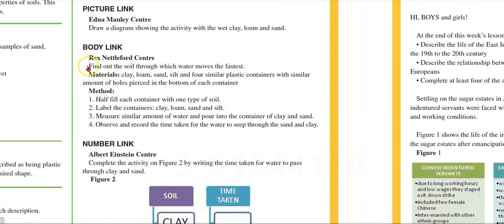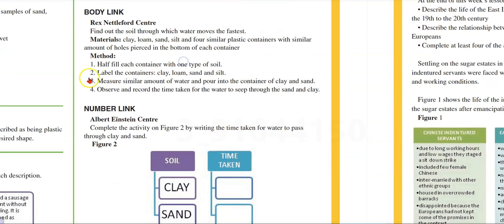Body link, find out the soil through which water moves the fastest. Here are the materials. You can get some clay, some loam, some sand, silt, and 4 similar plastic containers with similar amounts of holes pierced in the bottom of each container. Now they keep saying similar because for it to be a fair test, the conditions need to be the same. Method here. So these are the things you need.